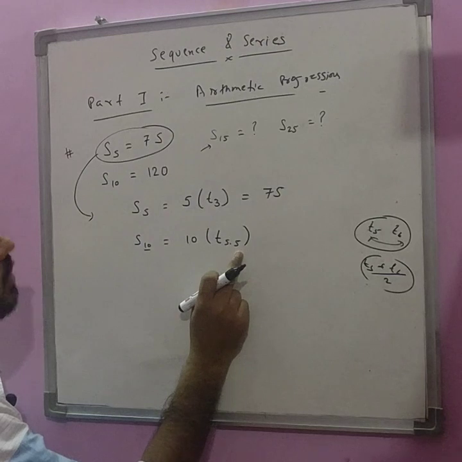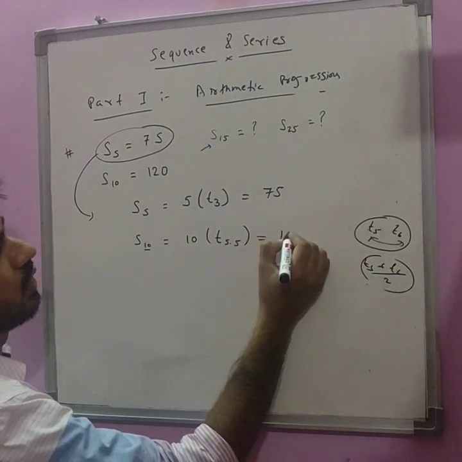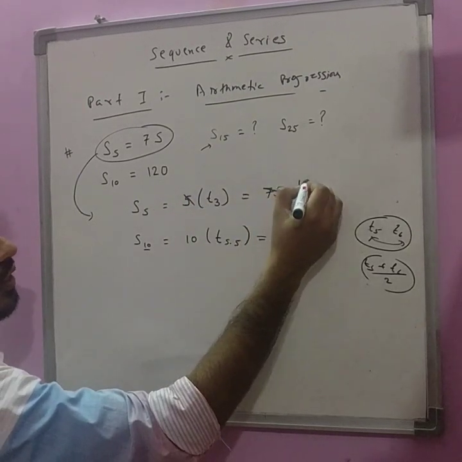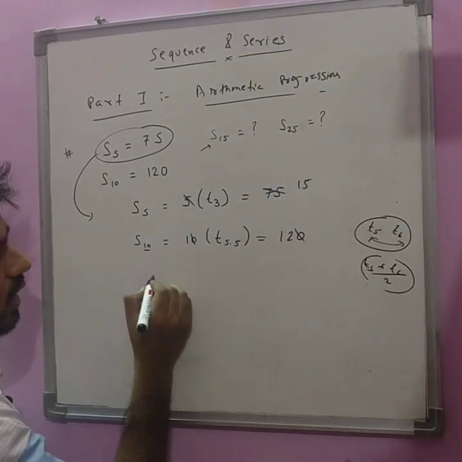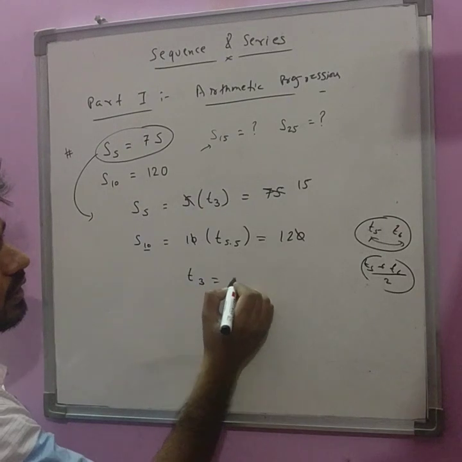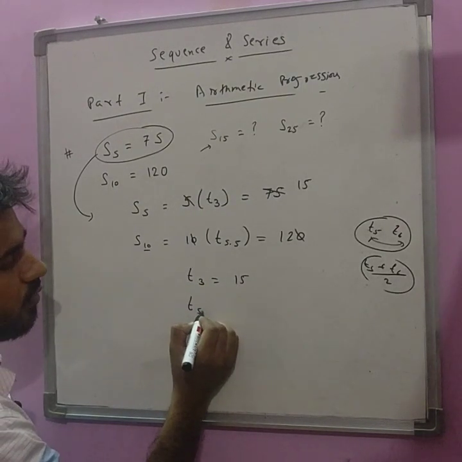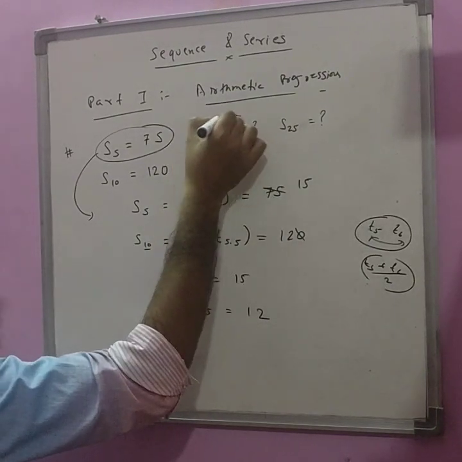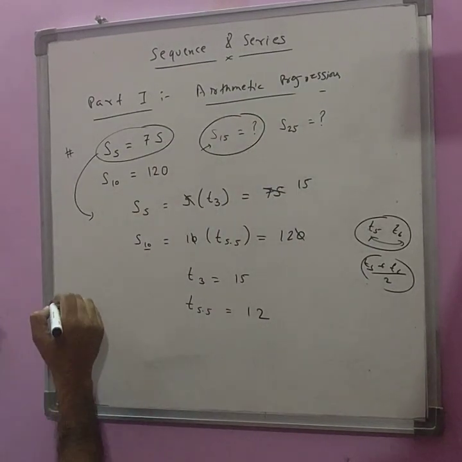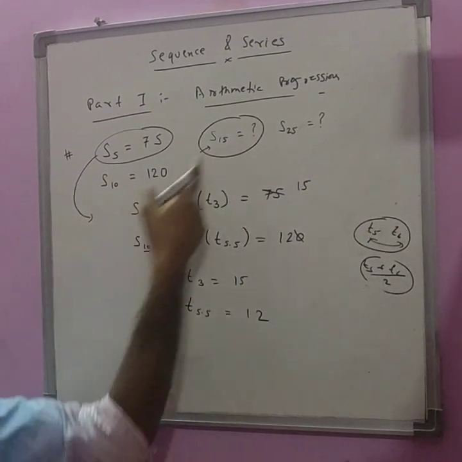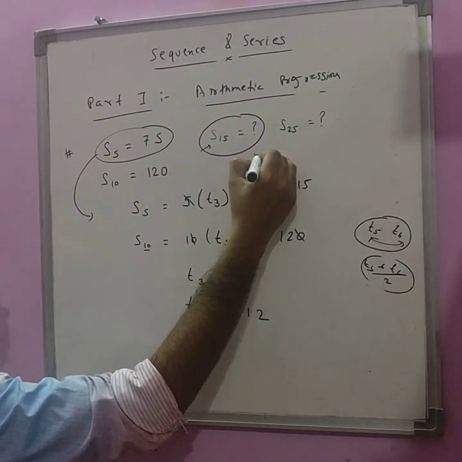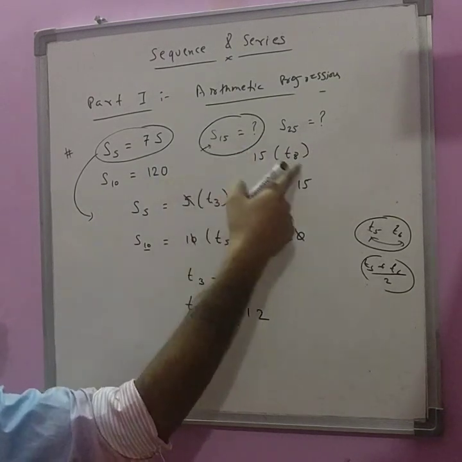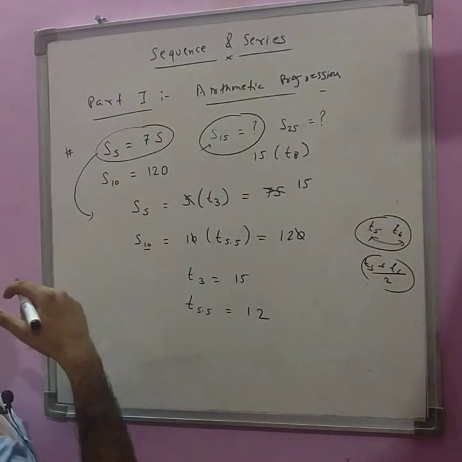So 10 into my T5.5, this is equal to what? 120, right? So on solving this, I conclude that T3 is 15 and T5.5 is equal to 12. Okay, so I need to determine the value of S15, the sum of 15 terms. For the sum of 15 terms, I need 15 into my T8. The middle term of the 15 terms would be T8.